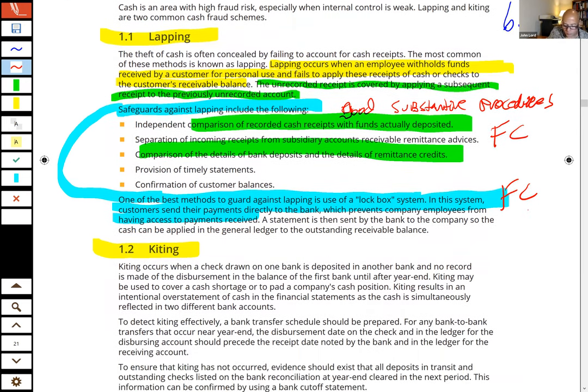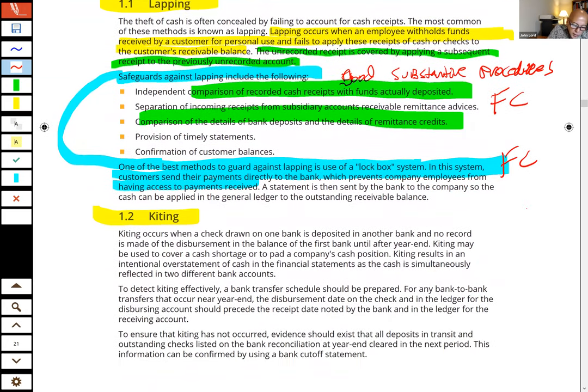Now, kiting occurs when a check is drawn on one bank account and is deposited in another bank, but they don't record the disbursement out of the first bank until after year end. That is kiting. In other words, what happens? That same cash is being reported in both bank accounts. So they're double counting that. That's called kiting, okay? It's simultaneously reflected in two different bank accounts, okay?